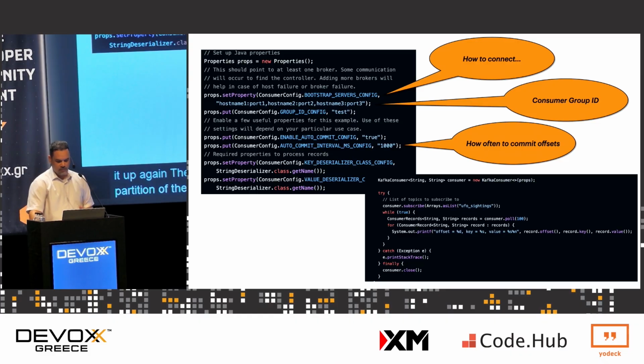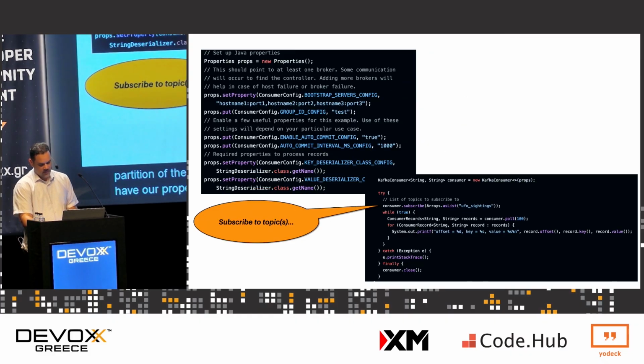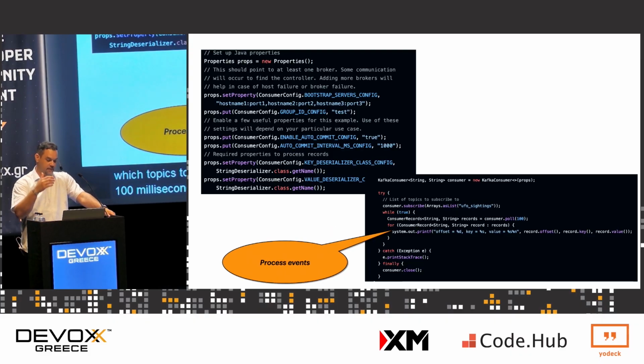So now that we have our properties for our consumer group, we instantiate a new consumer, we tell it which topics to which we want to subscribe, and we poll for events. Here we're polling for 100 milliseconds to say, give me some records. And once we get those records, we process them. Simple enough, right?